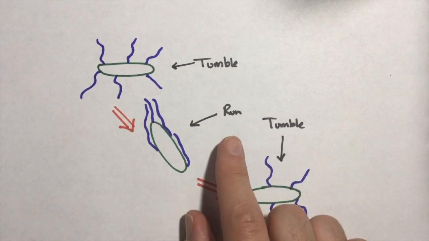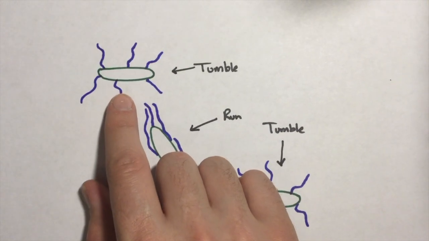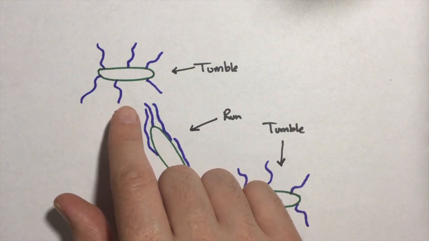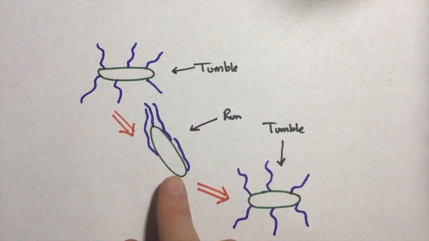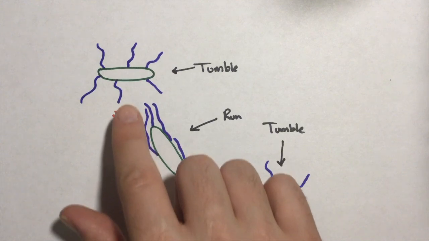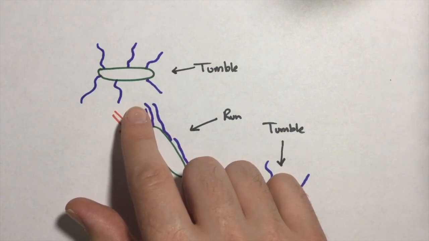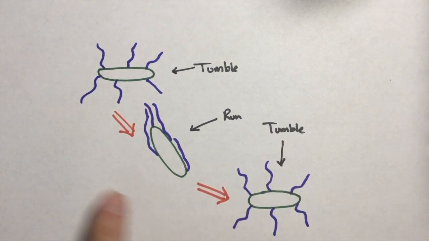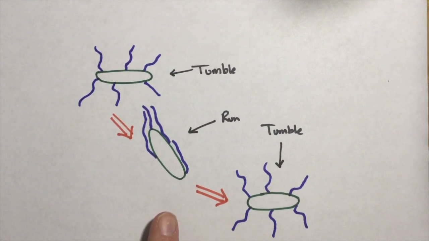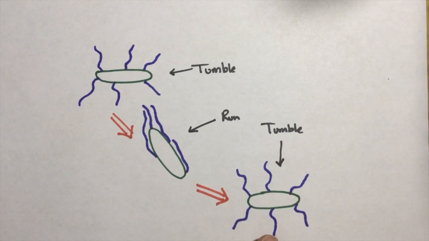The next phase is the run phase. These flagella will all begin to spin in the same direction, and that will cause them to tangle up and push all in one orientation, and they'll move the bacterium in a certain direction. Then they'll switch orientation, spinning in the opposite direction, and they'll splay out again. That's the tumble phase, because after running it stops, tumbles, and changes direction.